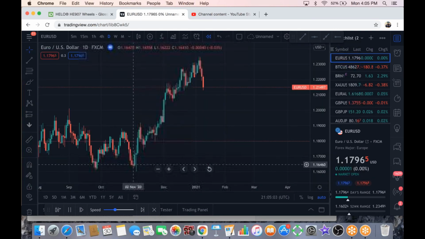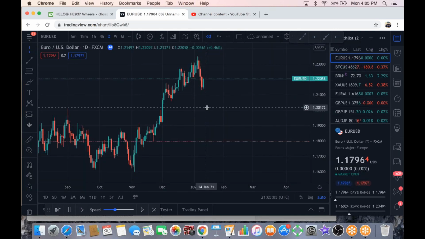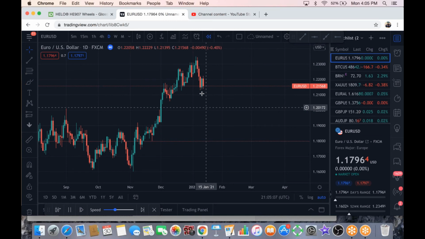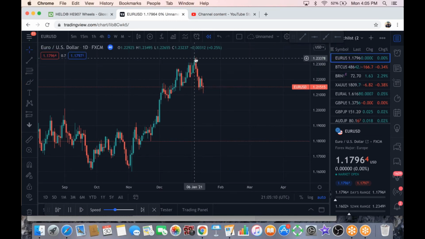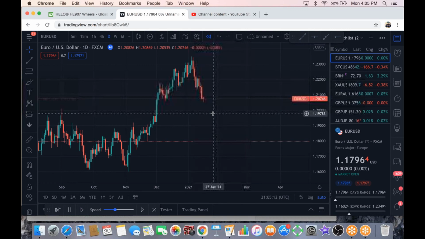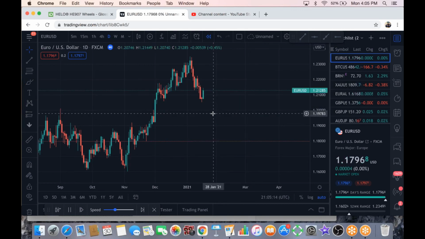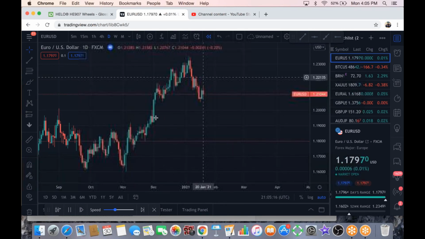We're not going to know if this is the all-time high yet until this thing does a pullback. It's starting to get into that pullback territory. This is definitely a pullback right here. This whole thing is a pullback.